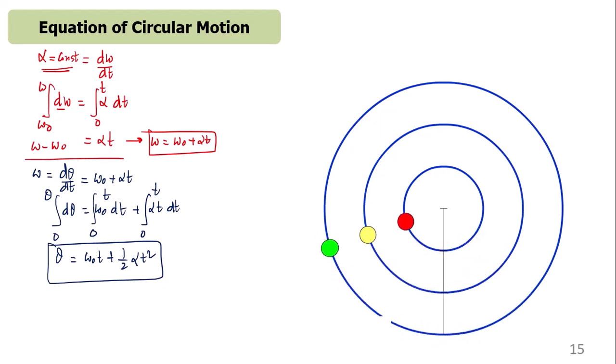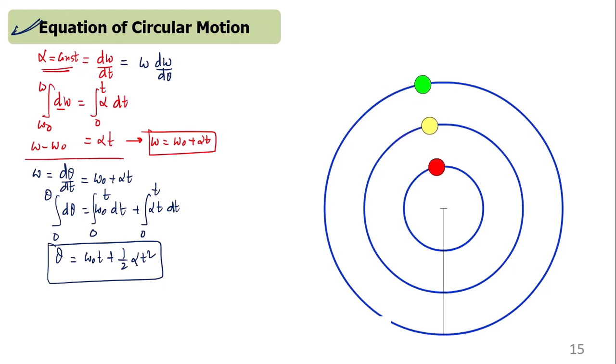Sir, in this we are basically deriving the equations of motion. That's the heading: equations of circular motion. Now the last equation. If omega is known, theta is known, and alpha is also constant, can I write alpha equals omega times d omega by ds? Similarly, it can be written as omega d omega by d theta.